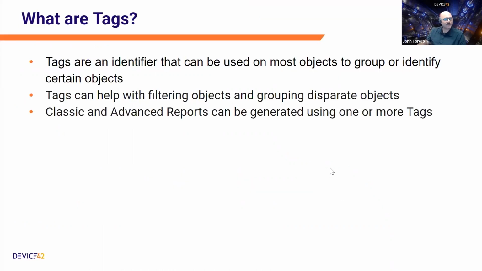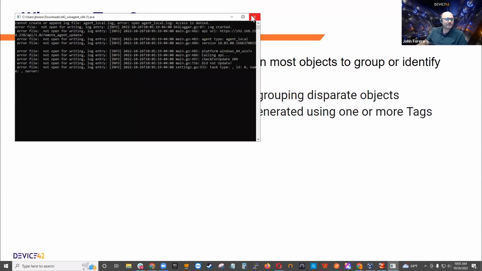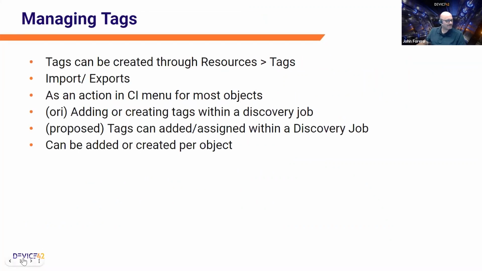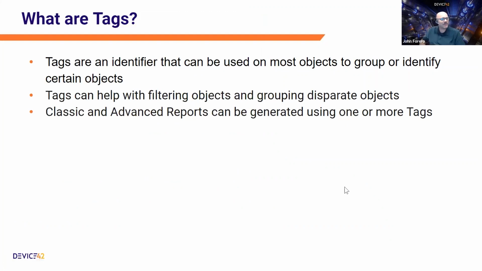Alrighty, so what are tags? Tags are an identifier that can be used on most objects to group or identify certain objects. Tags can help with filtering objects and also grouping disparate objects, and you can filter through either classic reports or advanced reports on any object that may have any specific tag included.